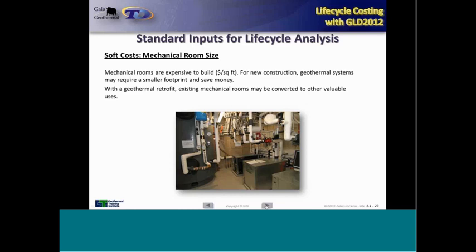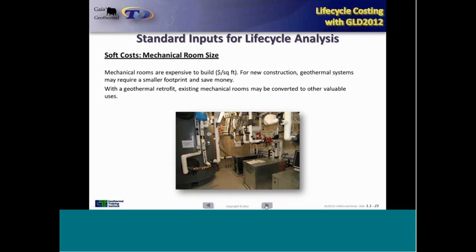If it's a new construction project, the geothermal system may require a smaller footprint and save money. For example, a classic example is a school. Let's say the school is choosing between a central plant and a distributed geothermal system. If there's a central plant, maybe they'll need 1,000 or 1,500 square feet for holding that boiler chiller system or whatever they're going to use.